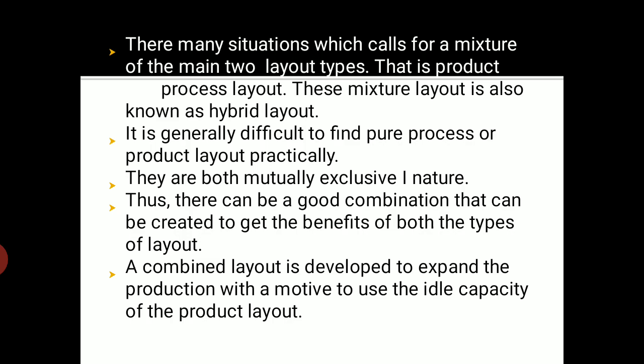Now this combined layout is developed to expand production with the motive to use the idle capacity of the product layout. Very, very important point. That is, when you want to expand production, that means if you are producing 200 units and your plant has the capacity of producing 300 units, then these 100 units which are not being produced under one single type of layout can be produced with the help of combined layout, using the idle capacity. These types of layouts may be a boon to the manufacturer.